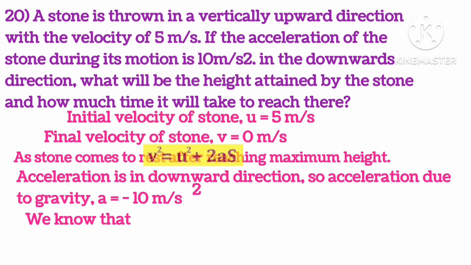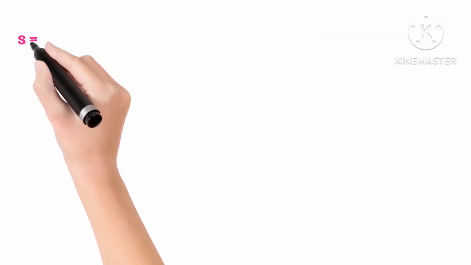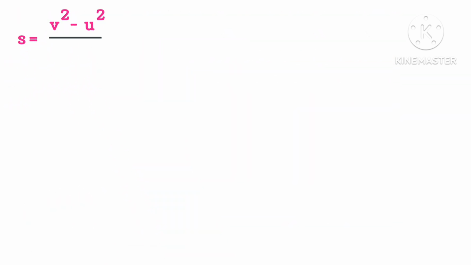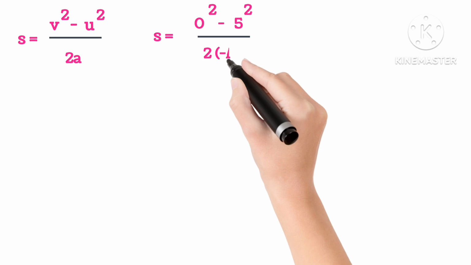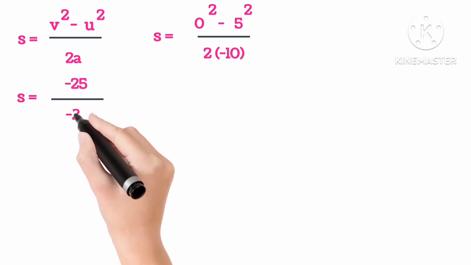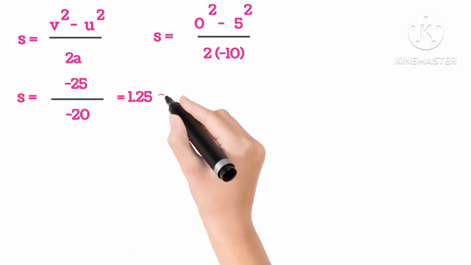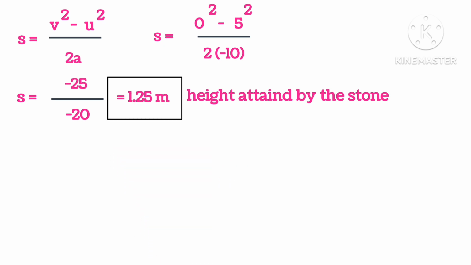Now we know that v square = u square + 2as. Therefore, height attained by the stone will be s = (v square minus u square) upon 2a. Now putting all the values in this equation, we get s equal to minus 25 upon minus 20, that will be equal to 1.25 meters. This is the height attained by the stone.